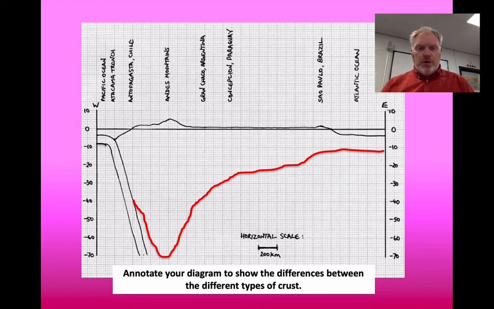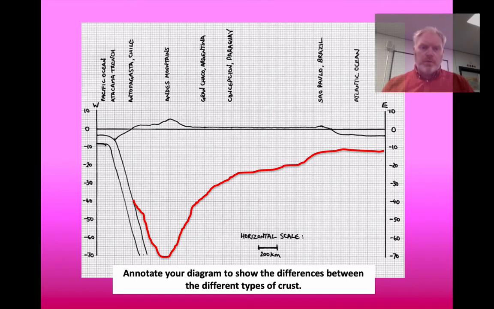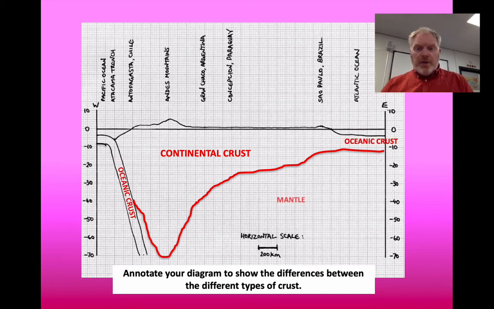Let's add a few more labels to this diagram. So, this thicker part of the crust is the continental crust. The thinner parts are the oceanic crust. We then have beneath that the mantle, and the line you've plotted is actually the MOHO, the Mohorovicic discontinuity that we talked about way back in theme 2. Let's look at each of these in turn.